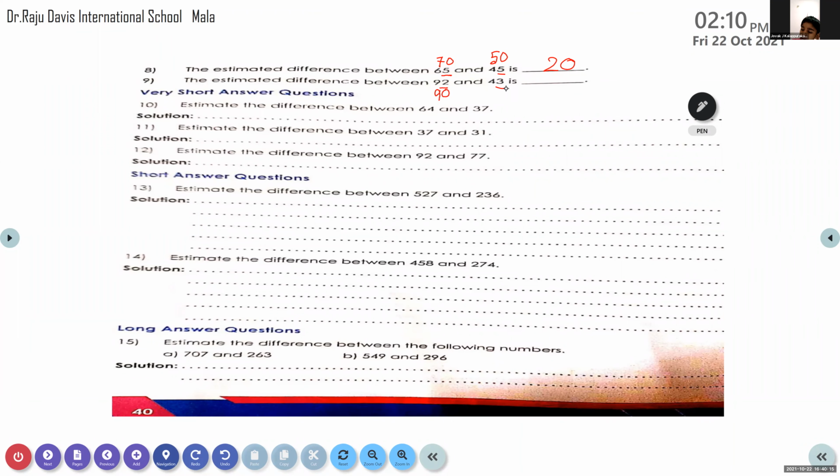It is 43. First rule: 3 is lesser than 5, so no changes have to be made. It will be 40. Now 90 minus 40 is?